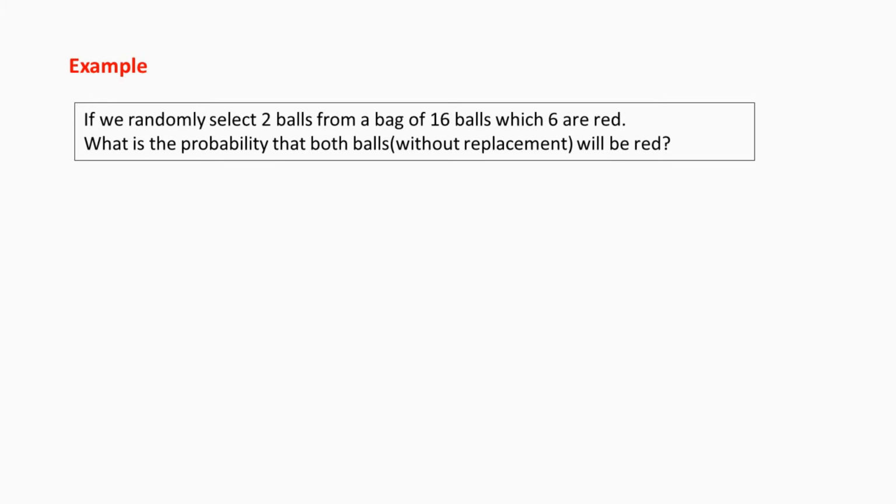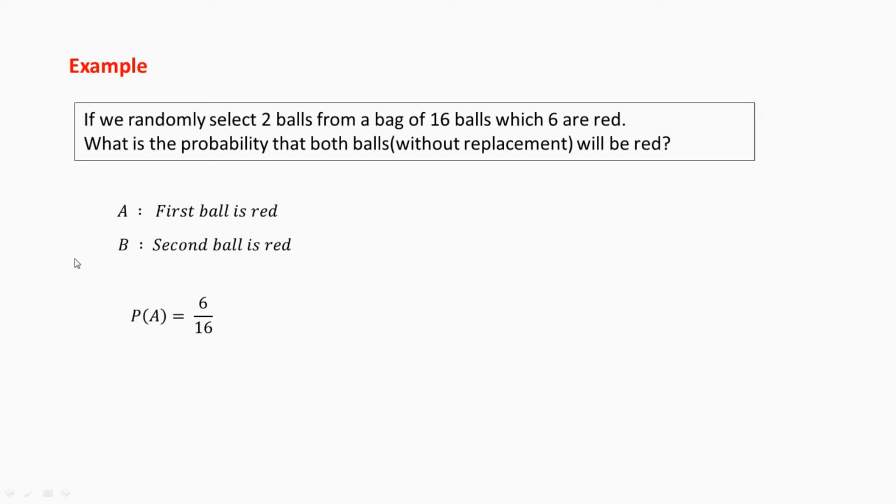Here I have given an example to understand the conditional probabilities and the theorems I described. If we randomly select 2 balls from a bag of 16 balls, of which 6 are red, what is the probability that both balls will be red? Here I have mentioned specially without replacement. Let capital A be first ball is red, capital B be second ball is red. These are my two events.